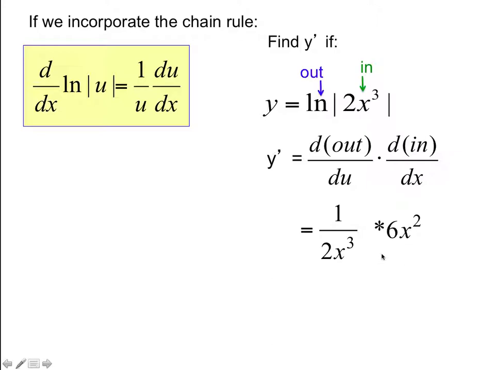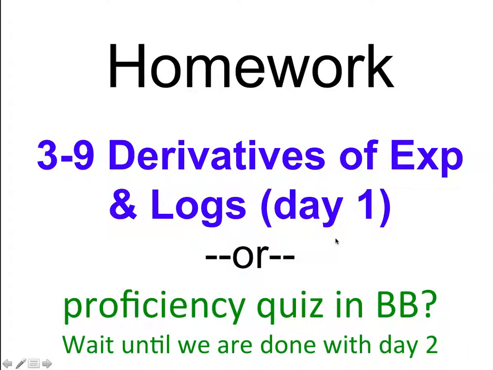So the outside derivative is 1 over 2x cubed. The inside derivative is 6x squared. When I simplify that, the 6 and the 2 cancel to give us a 3, and we've got some powers canceling here, so we end up with 3 over x. So as you get a more complicated inside derivative, you get some more complicated possible canceling here.